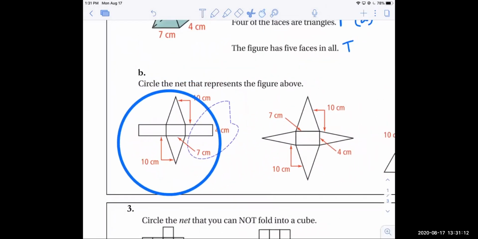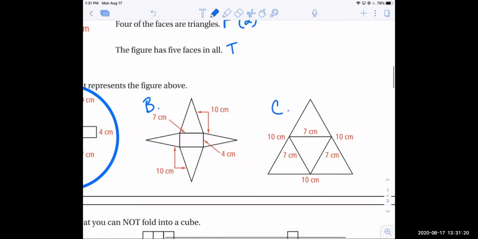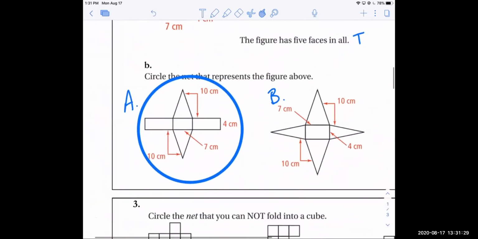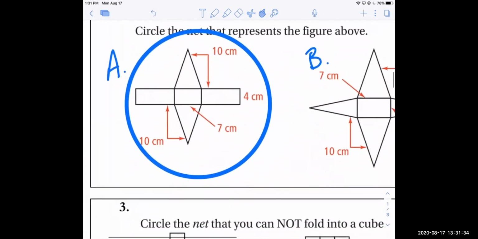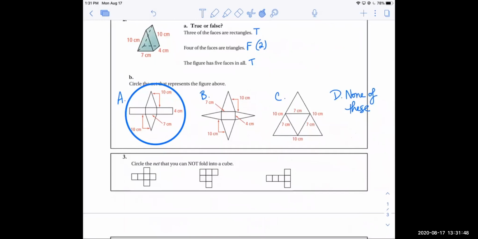What if you had choice A is this, choice B is this, choice C is this, and choice D is none of these? Sometimes you need to be a little careful because they may give you a misleading diagram. Like, oh, it has 3 rectangles and 2 triangles, but maybe the dimensions are wrong. Maybe that's a 9 where it should be a 7. Or sometimes they'll put 2 different shapes that might both have 3 rectangles and 2 triangles. So you have to be careful that you look at the dimensions. This one's a little bit obvious, but if it's not as obvious as this, just be careful.